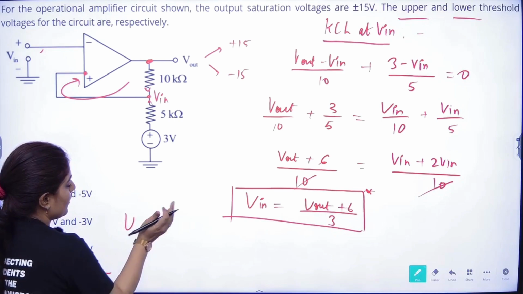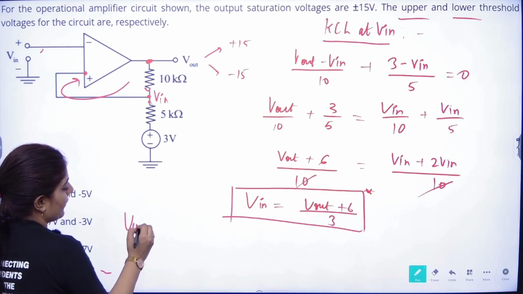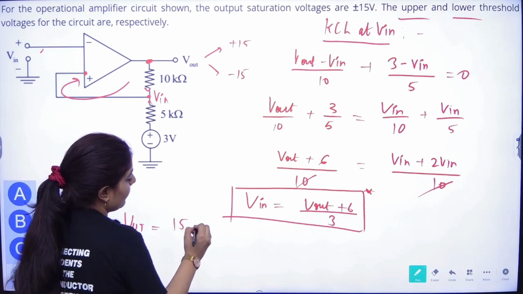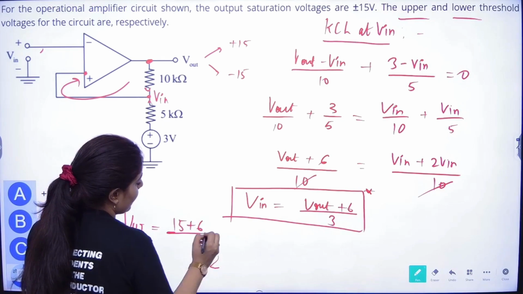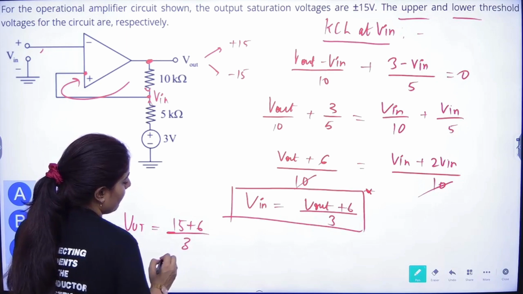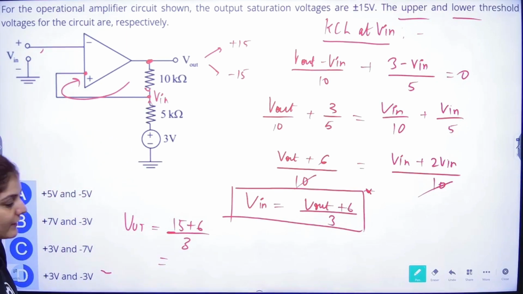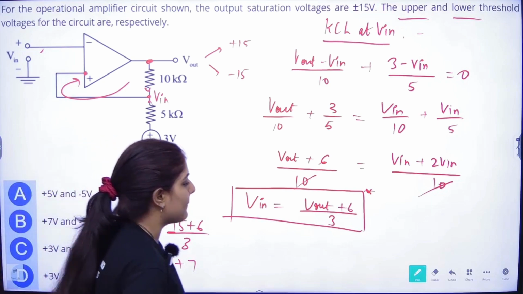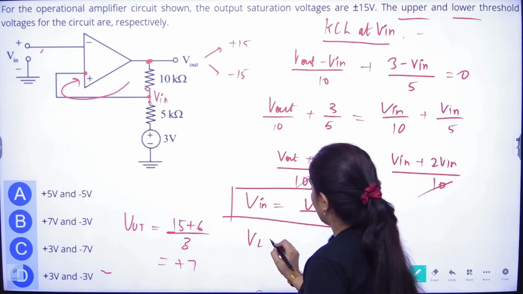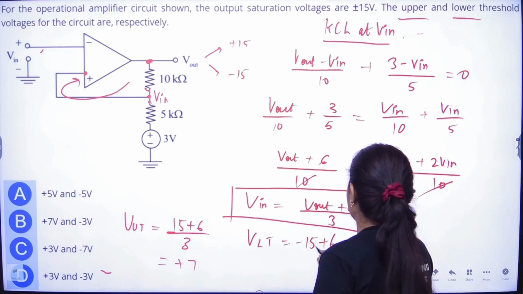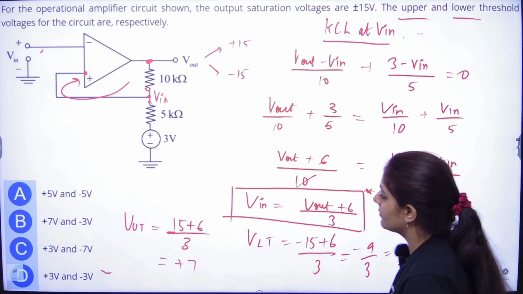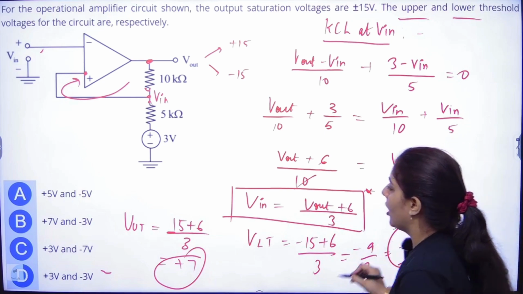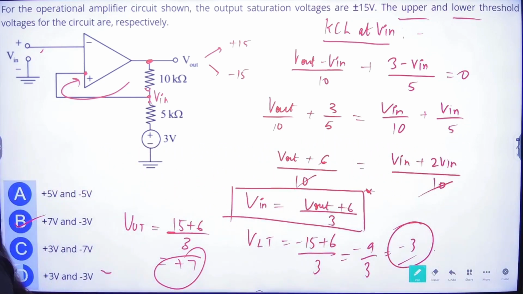So for upper threshold, voltage will be equal to (15 plus 6) divided by 3. 15 plus 6 will be 21, 21 divided by 3 will be plus 7. That will be your upper threshold voltage. What about the lower threshold voltage? Lower threshold will be (minus 15 plus 6) divided by 3. That will be minus 9 by 3, so minus 3. So this is your upper threshold and this is your lower threshold. So option B will be your correct option. Easy question, right?